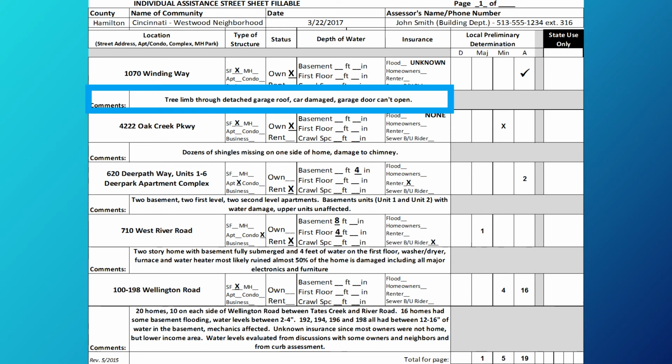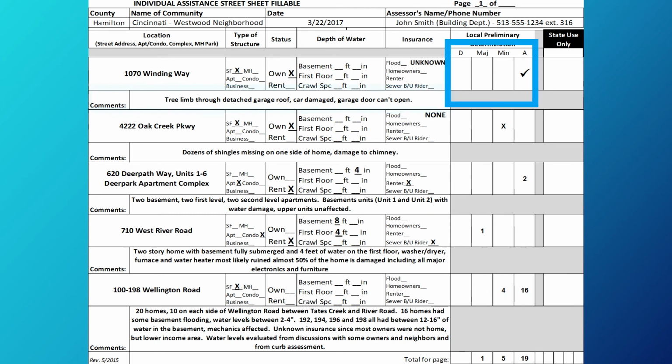Next, you will write any applicable information in the comments section. You want to include any information that explains why you assess the structure as either affected, minor, major, or destroyed. You will want to include any damage to the home and whether it was structural damage. Note if mechanical components were damaged, and include any of the expressed unmet needs from the disaster survivor.